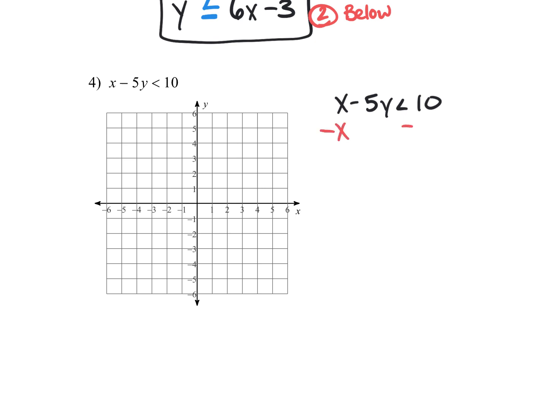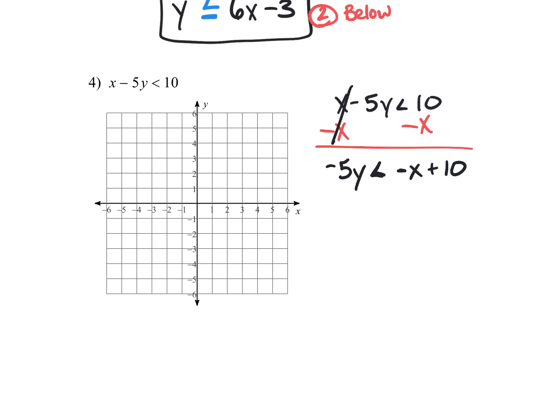Negative x. And if you do it to one side, you've got to do it to the other. So negative 5y is less than. Are y'all okay that I'm writing the x in front of the 10? Negative x, it was a positive 10, so that means plus 10. Are y'all okay with that? I write it like that to make sure it's in the slope-intercept order.